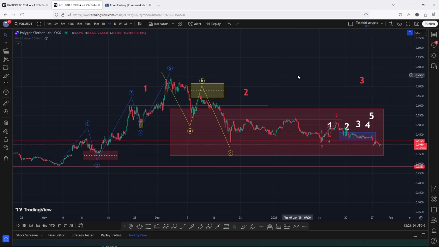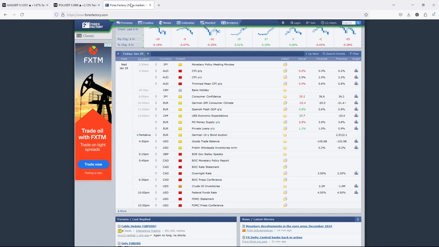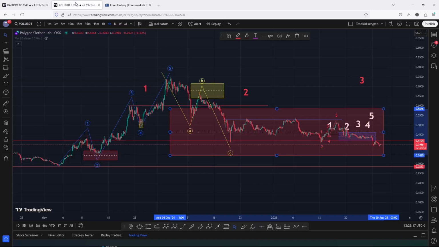Polygon Matic at the time of this recording continues to hold within our key area of support between the 0.3429 and the 0.5846, and today is a significant day that I'm expecting a lot of volatility ahead of the FOMC meeting later today. And on today's update video, I will be discussing the scenarios that can play out ahead of the FOMC meeting, basing my analysis on the Elliott wave structures and the Fibonacci's. So make sure that you stick around till the end of the video.